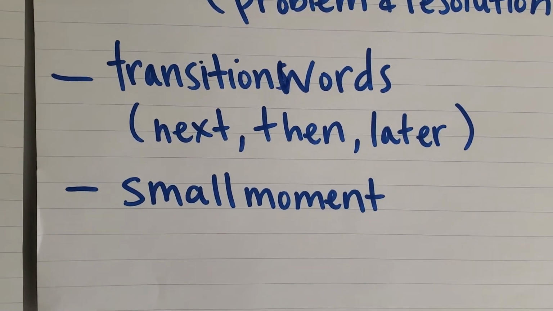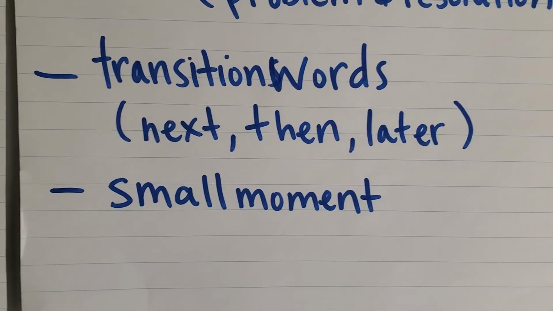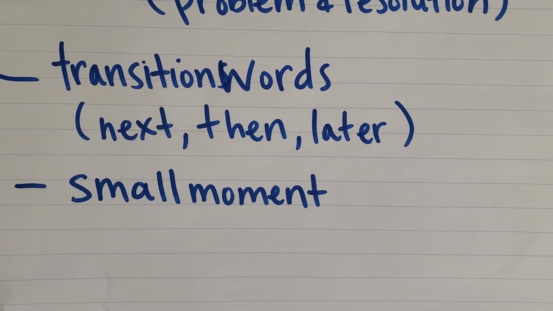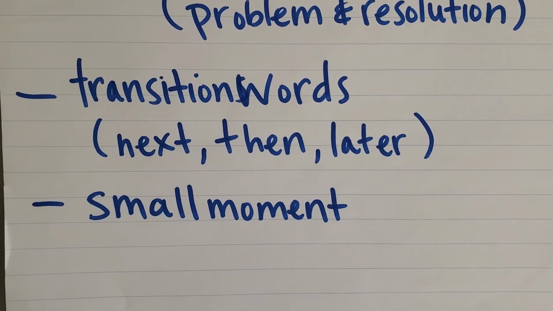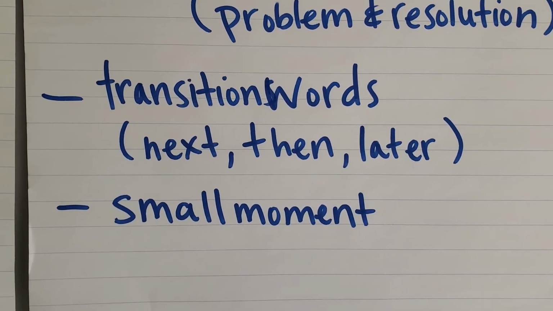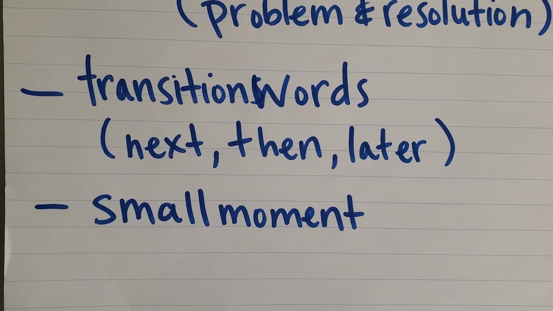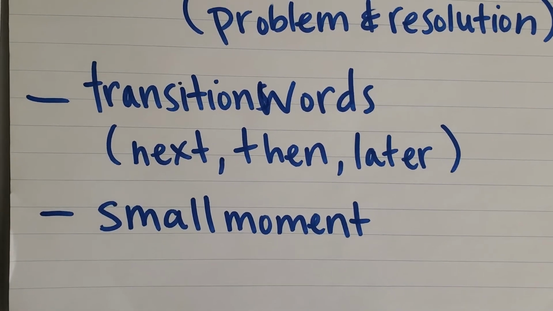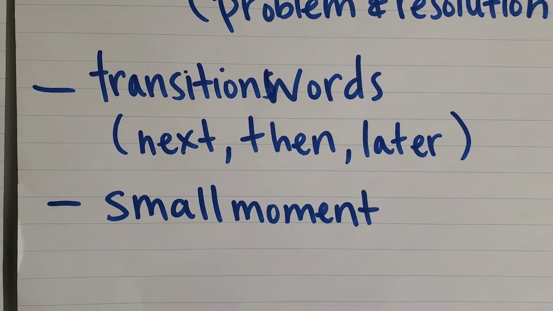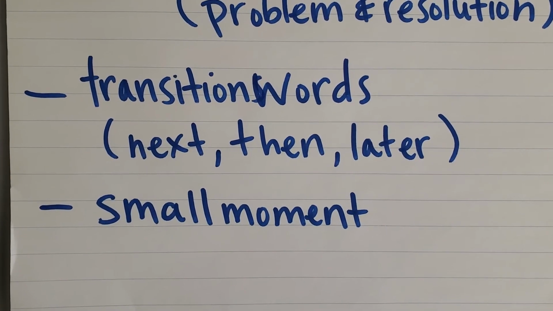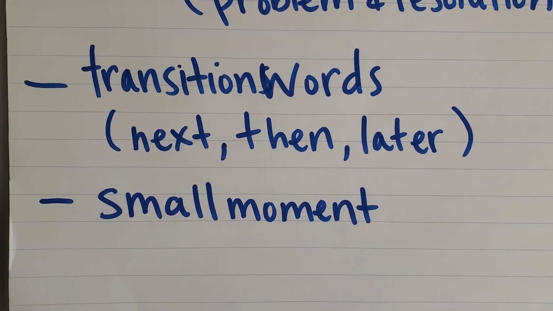And finally, the story should be a small moment. So a small moment just means that your story does not take place over weeks and months and years, because that's too much. We're looking for a couple of pages, so you don't want to write too much. So your story should be something that happened definitely in one day. So you don't want your story to be too long.